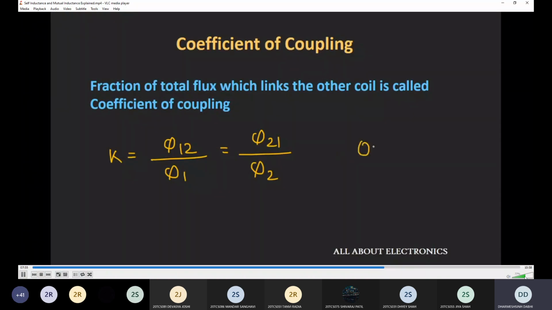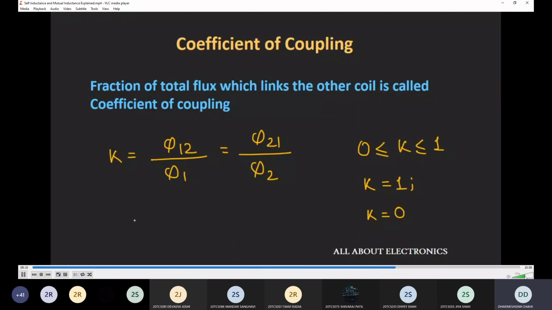So the value of this K is between 0 and 1. If the value of K is 1, that means the coupling between the two coils is 100%. If the value of K is 0, then there is no coupling between the two coils.